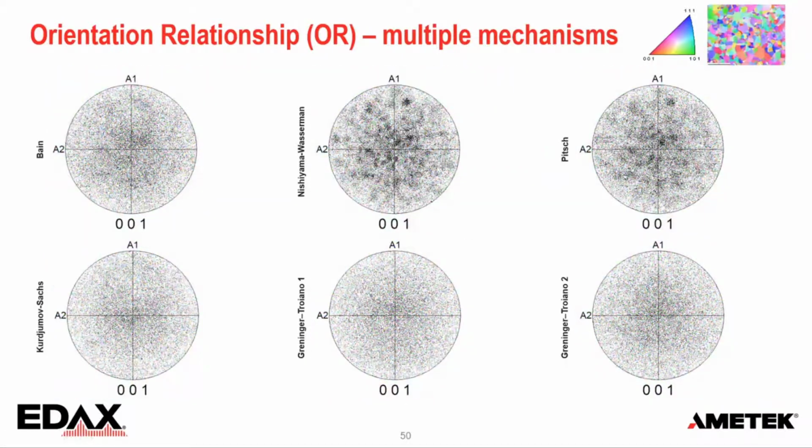You can also look at the pole figures, and here you start to see this is just noise. Effectively, there's no orientation, and here we have a little bit more structure in the pole figures.